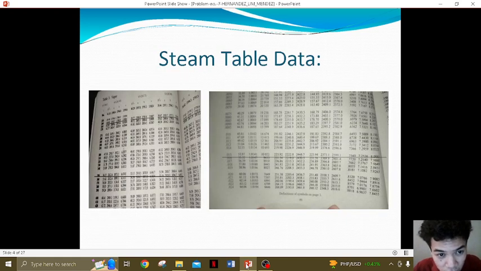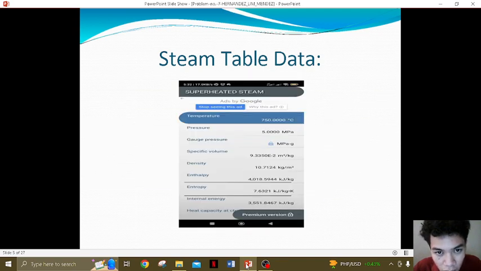As you can see here in the steam table, the following values are underlined. Then for here, the steam table is for superheated steam at a temperature of 750 degrees Celsius.